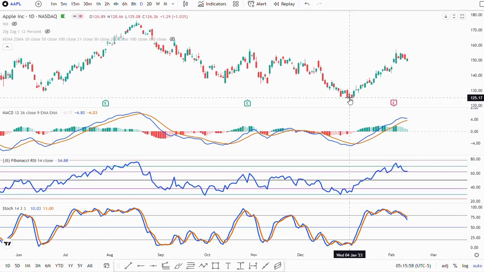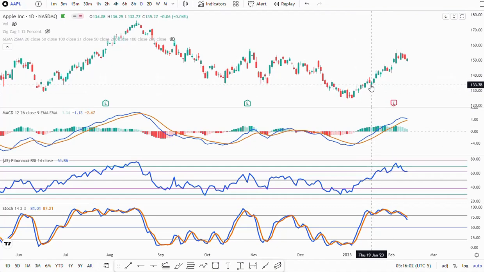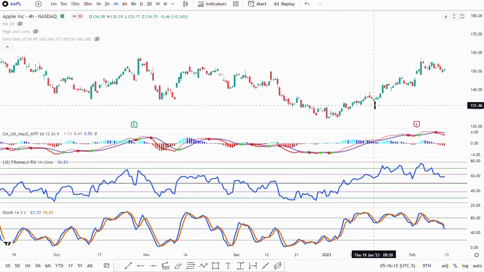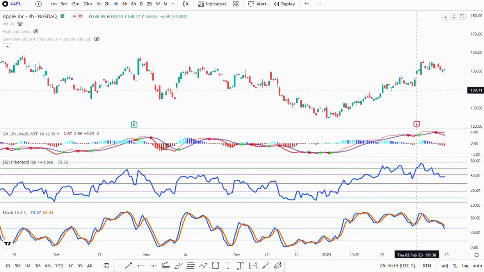Since forming a low in early January, you can see that it's been moving higher, making a series of higher lows. You can see the structure better on a 4-hour chart. So this is a 4-hour chart. You can see that since forming this low, you have higher low here, higher low here, higher low right here.